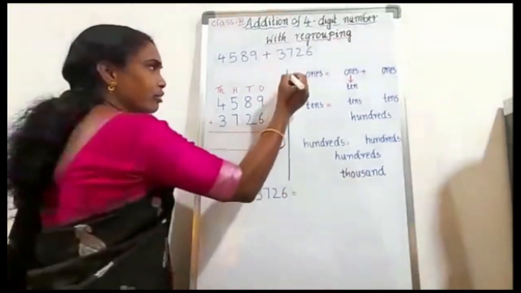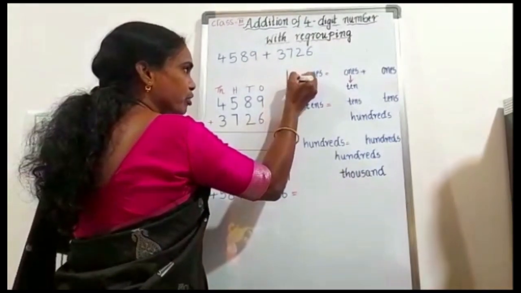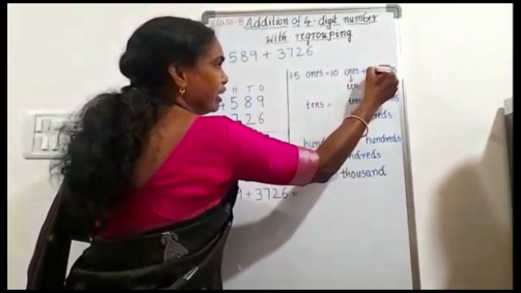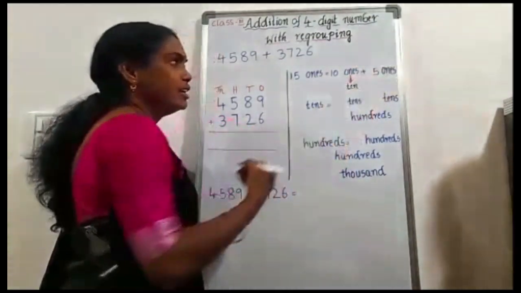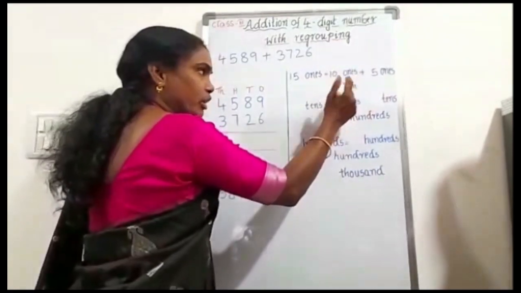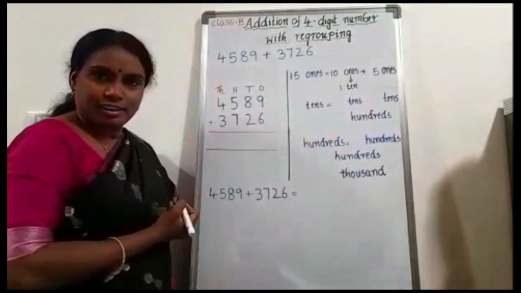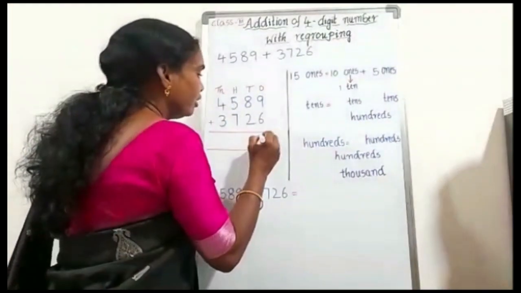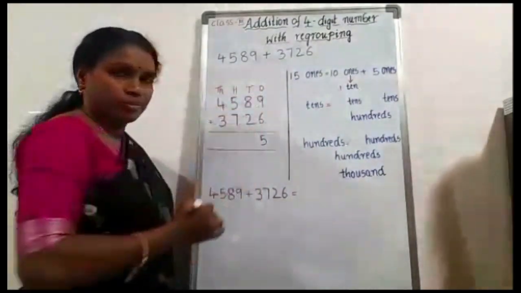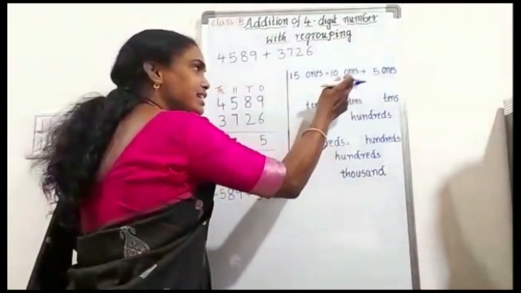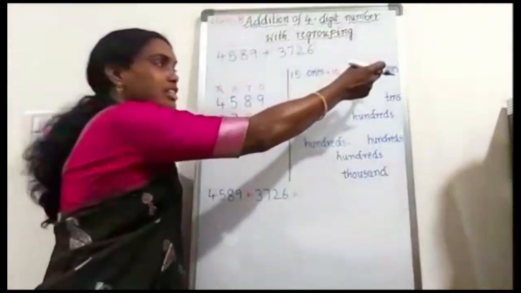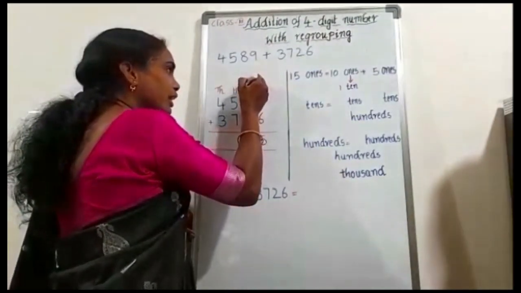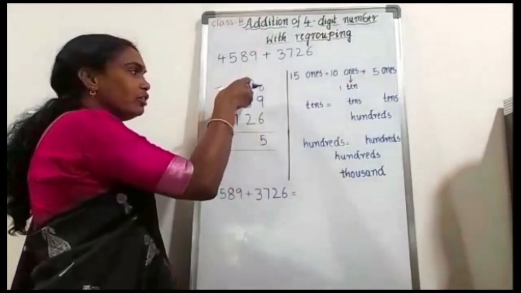Okay. So 15 ones we can write as 10 ones plus 5 ones. Okay children, that 10 ones is equal to 1 ten. How many ones are left over? 5. That 5 we write under the ones column. Then what about this 1 ten? That 1 ten we regroup to the tens column, meaning we are adding one more ten into the tens column.